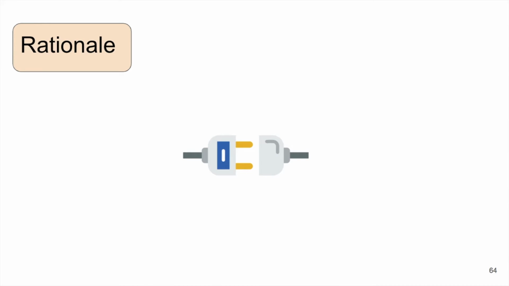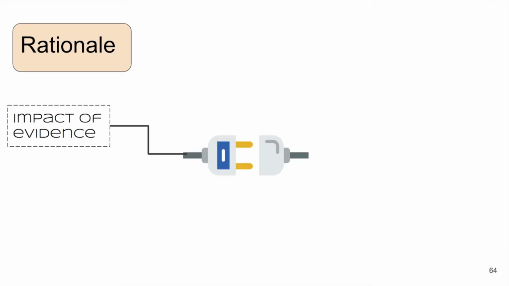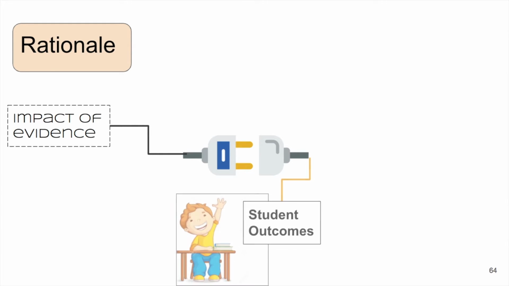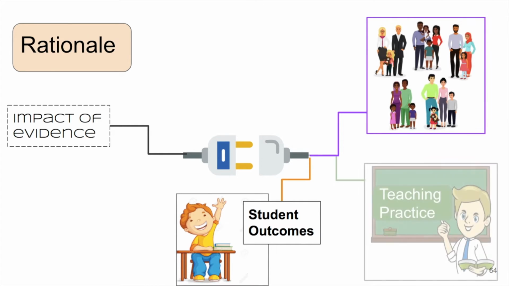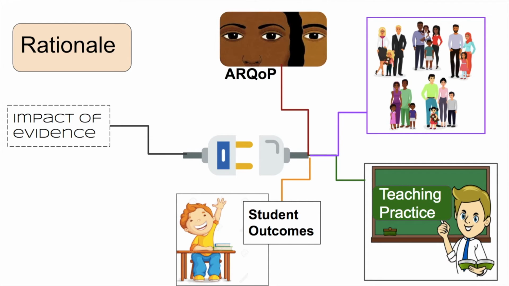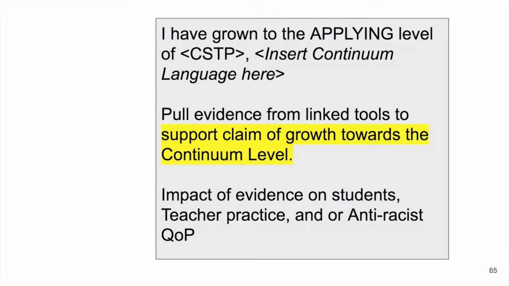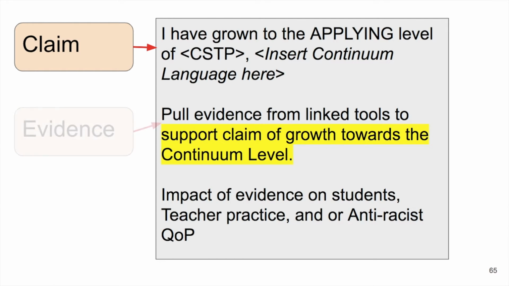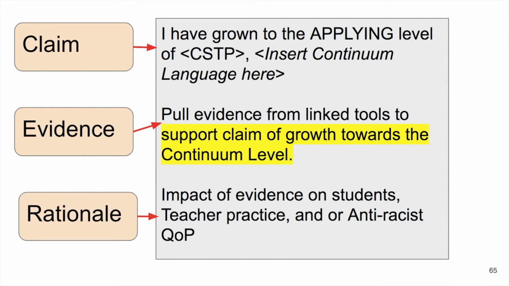Finally, the rationale component should connect the impact this evidence had on students, families, teacher practice, and/or address the anti-racist question of practice. So to recap, the claim is the statement of growth or lack of growth to the targeted continuum level. The evidence is specific and pulled from the linked tools. The rationale states the impact the evidence had on student outcomes, teacher practice, or the anti-racist question of practice.